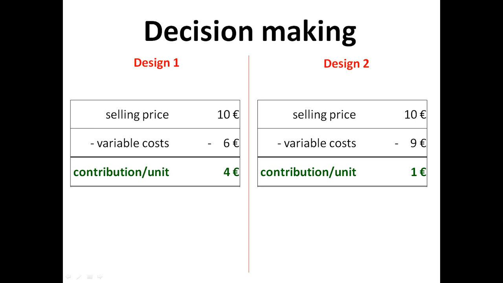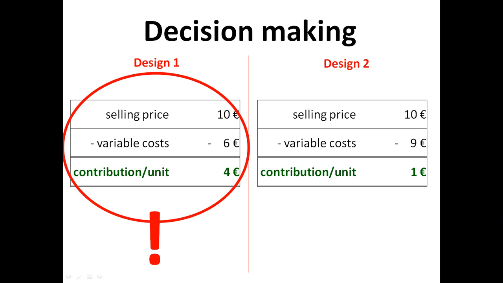At design 1, our product costs 10 euros. The variable costs are 6 euros and we have a contribution of 4 euros. At design 2, our product also costs 10 euros, but the variable costs are much higher, 9 euros. So we have a contribution of only 1 euro. Which design will we choose? Of course, design 1, because the contribution is higher, and for that reason we have more money to cover our fixed costs and to make profit.